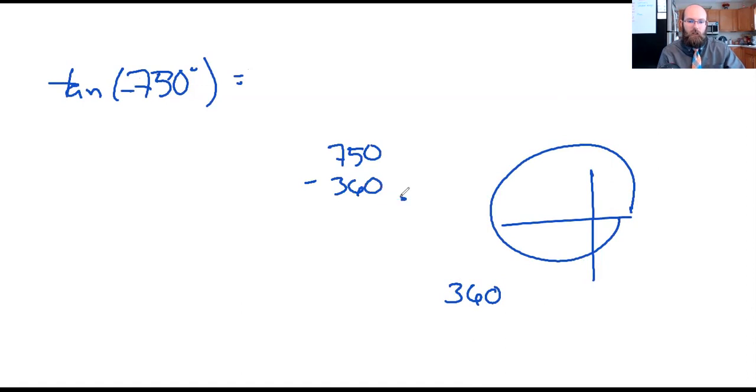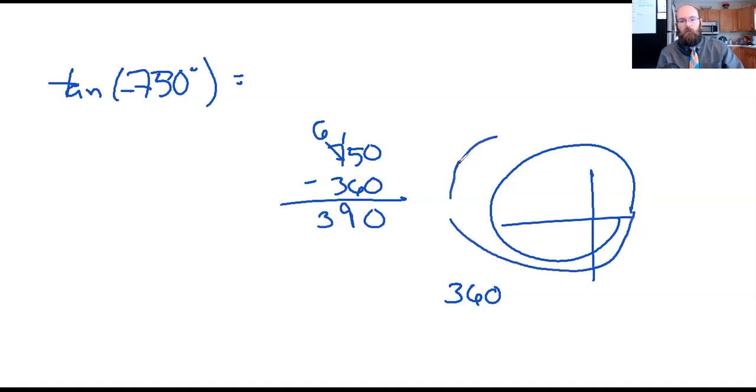minus 360. So the zeros, 0, 75 minus 36. So let's change that to a 6 and change that to 150 minus 60 is 90. And then 600 minus 300 is 3. Okay, so I do have another full circle in there. And then I have another 30 degrees.